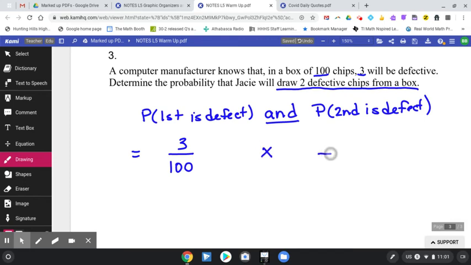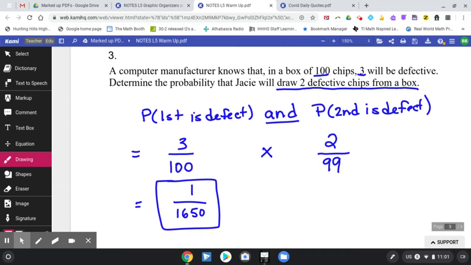Now, when we go to pick our second chip, there's only 99 chips in the box. So 99 possible outcomes. And how many are favorable? Well, if she's already taken 1 defective chip out, then there's 2 out of 99 are defective. Multiply that together, I get 1 out of 1,650. So chances are very low.